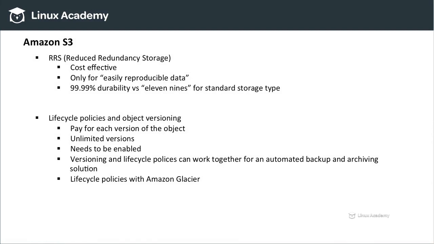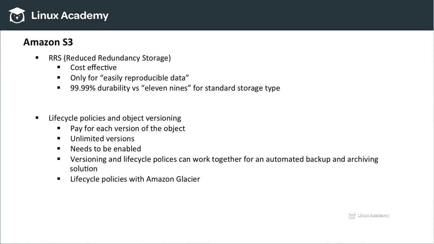So with Amazon S3, we talked a little bit about the standard storage type. It has 11 nines durability, 99.99% availability. When you upload an object, by default, it's going to have the standard storage type. However, we can specify a different storage type if we choose the reduced redundancy storage. So what is reduced redundancy storage? Reduced redundancy storage costs substantially less to store data.